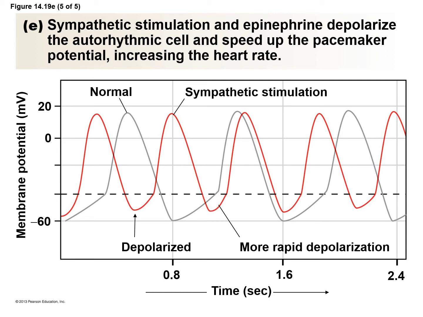depolarization of the SA node. The red line is going to represent what's going to happen with sympathetic stimulation. Sympathetic stimulation and epinephrine are going to depolarize the autorhythmic cell and speed up the pacemaker action potential. It does this by actually increasing the leakage of sodium and potassium in the cells, thus allowing it to reach threshold faster and not to return down as low. So it's actually bringing the resting membrane potential of the cell up slightly.